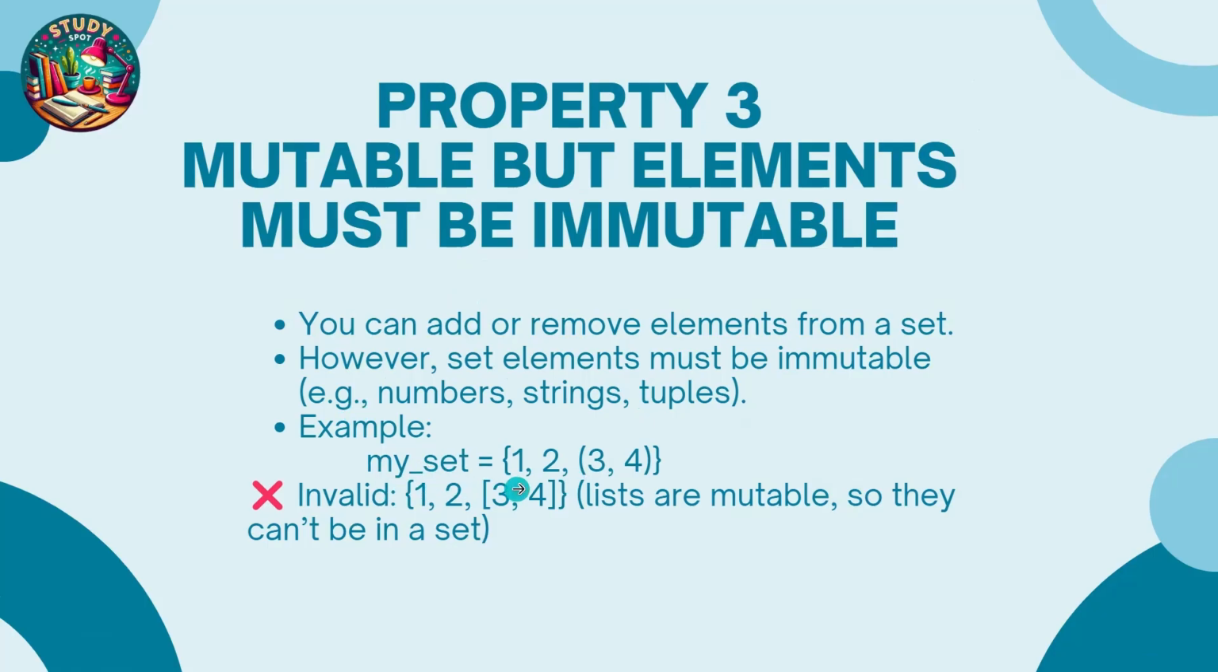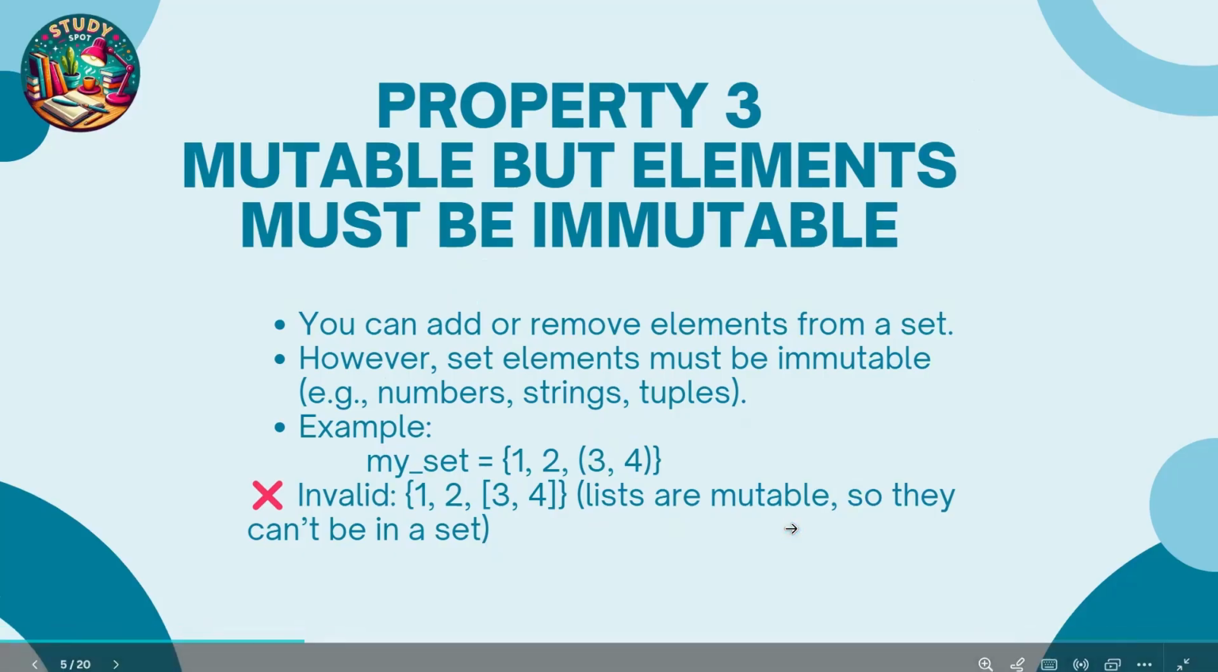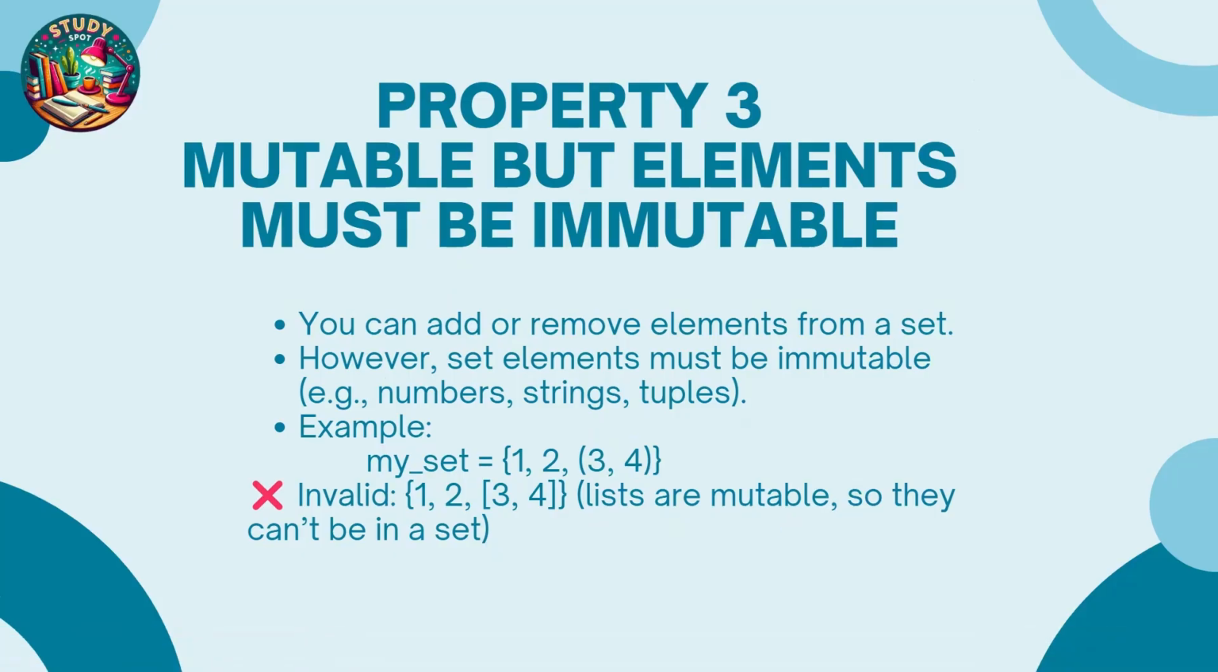Here is an example. We have 1, 2 in the set, and then we add a list 3, 4. Now this is invalid. Lists are mutable, so they can't be in a set.